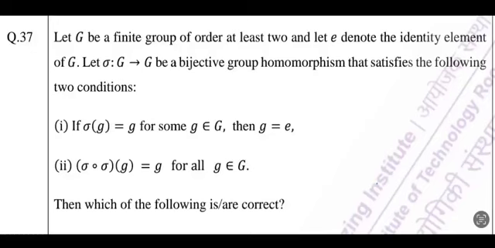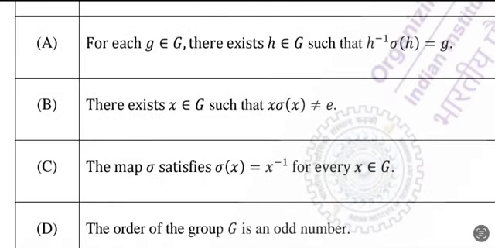Then which of the following is/are correct? Okay, now let us see the options. Here you see the first option: for each g belonging to capital G, there exists h belonging to G such that h inverse sigma h equals g. So let us first see option A, whether it is true or false.